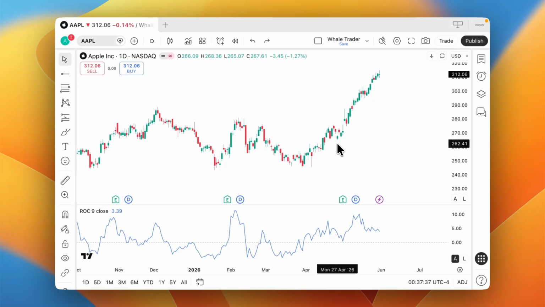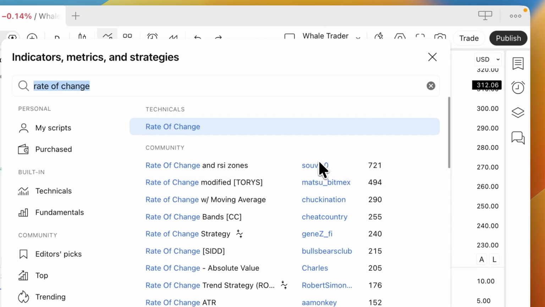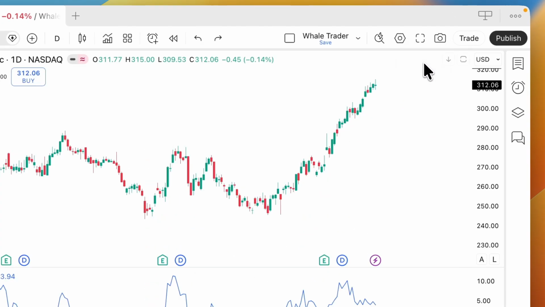The rate of change indicator, also known as ROC, measures how fast price is changing as a percentage over a set period. Here's how to use it on TradingView. First, hop on any chart you want to try it out on, click the / key, type in rate of change, click it, and there you have it.